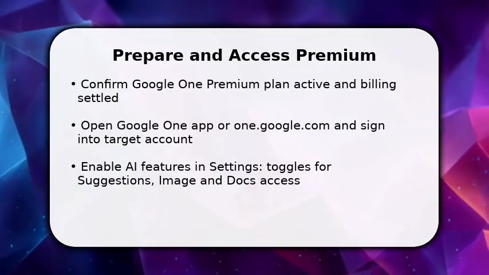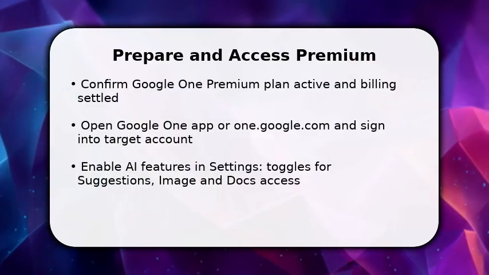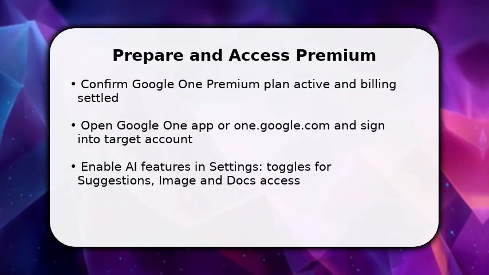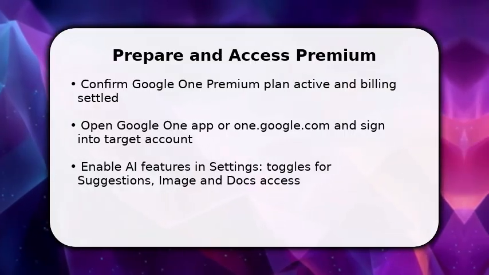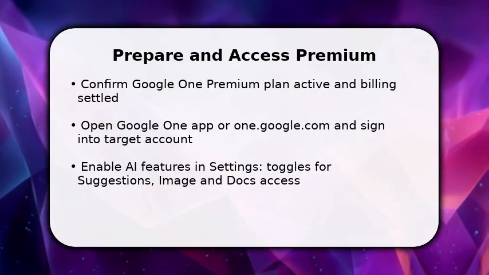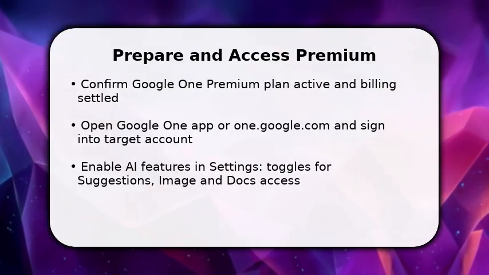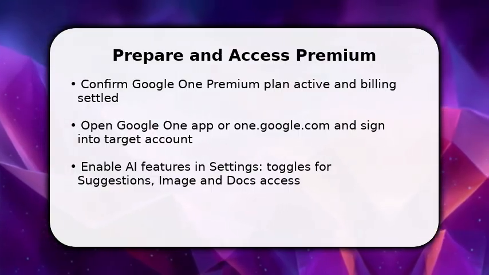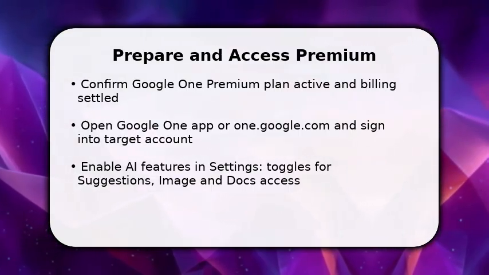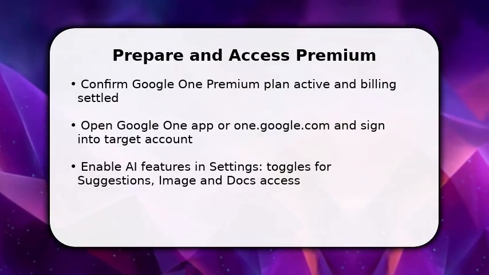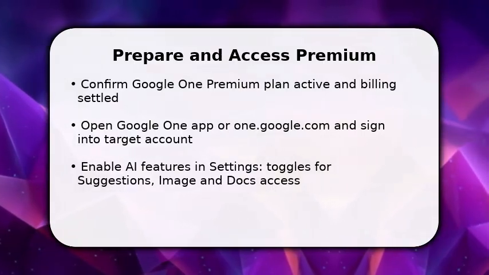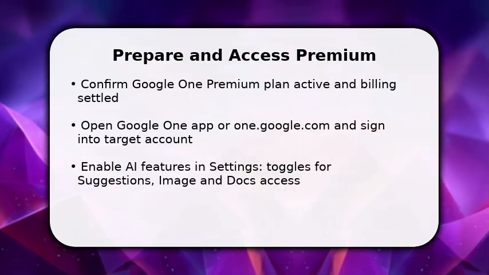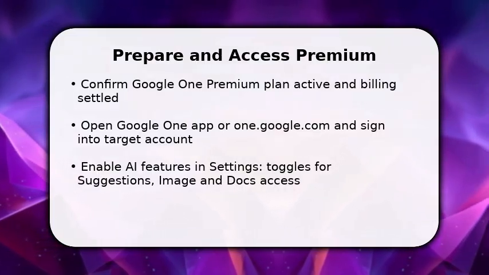You start by confirming your Google One Premium subscription, and that billing is current, because features unlock only with an active plan. Once done, sign into the Google One app or one.google.com with the account you'll use. This ensures the AI profile links correctly. Next, navigate settings and enable AI features, toggle suggestions, image tools, and docs access so the services can read and assist. Doing this first saves time later when you run prompts or request advanced outputs.